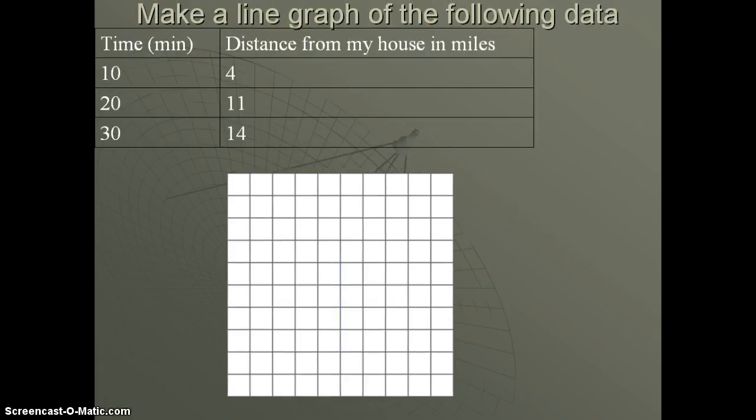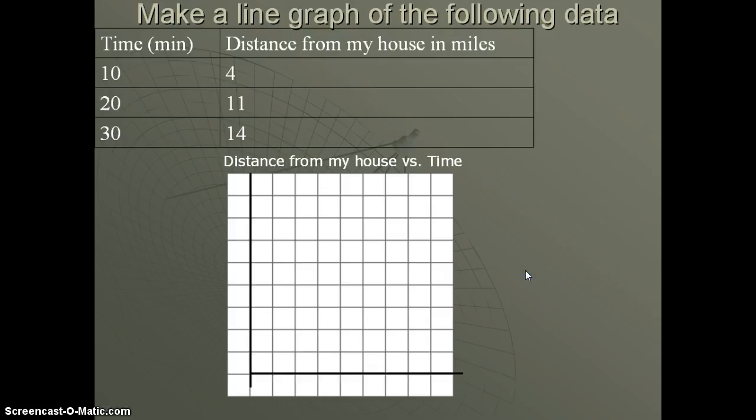Okay, we're going to make a line graph of this data, time and distance from my house in miles. So here's our title, distance from my house versus time. And I probably should capitalize that, so that's something you can fix. Draw lines for our axes.